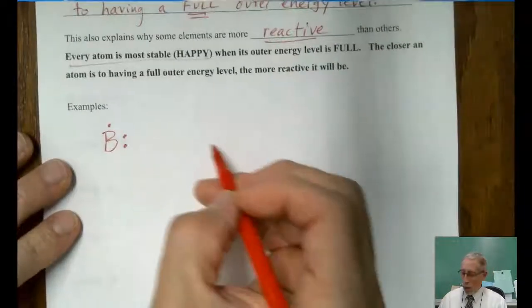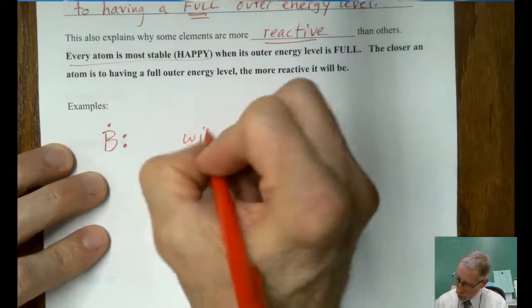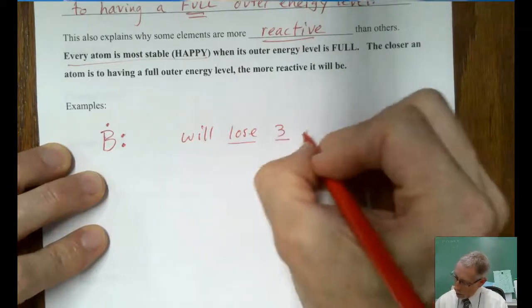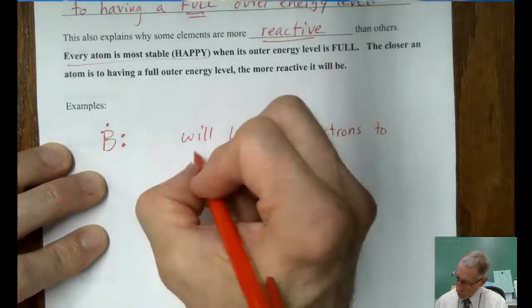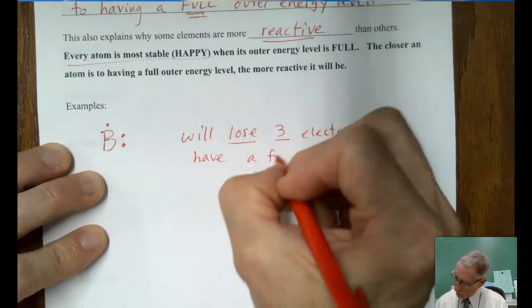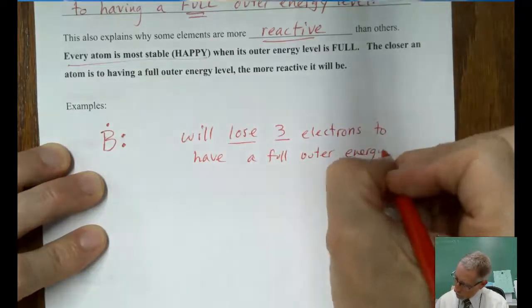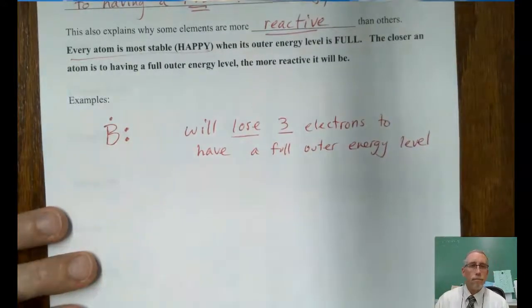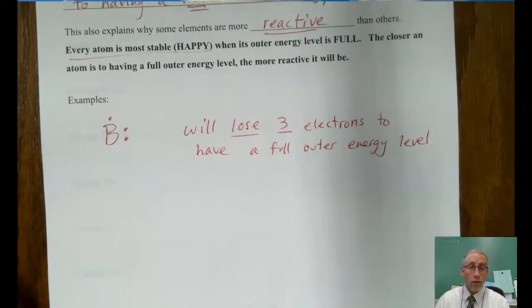So what we'll say about boron is it needs to lose 3 electrons to have a full outer energy level. And in fact, anything that has 3 dots around it is going to be the same way, okay?